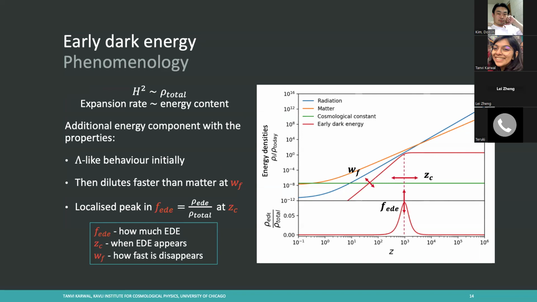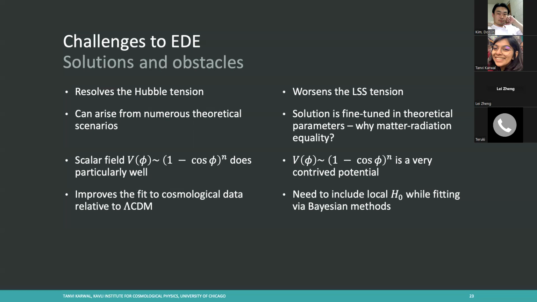So most early dark energy models add 3 additional parameters to their fits. So it's lambda CDM 6 plus 3 early dark energy, so 9 cosmological parameters total, plus all your nuisance parameters and things.